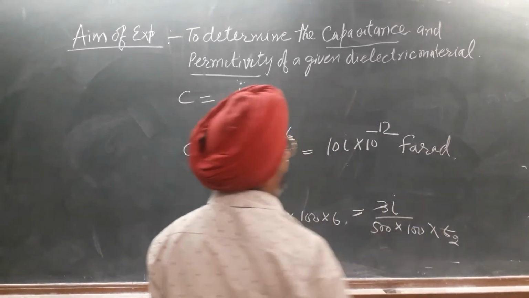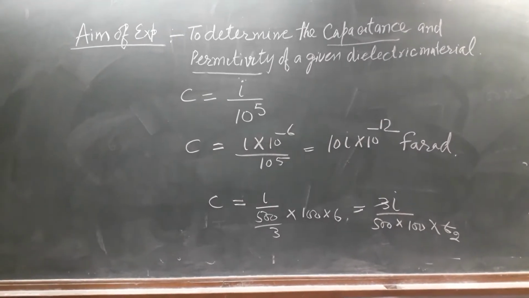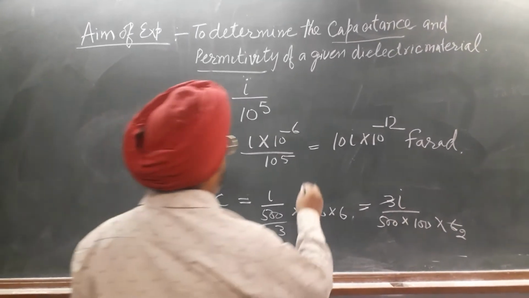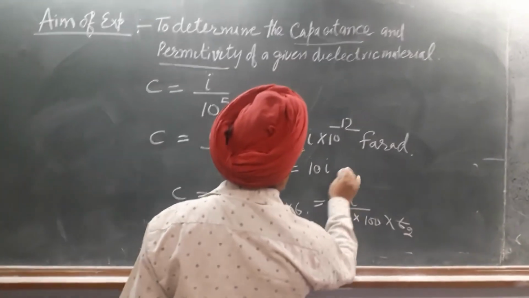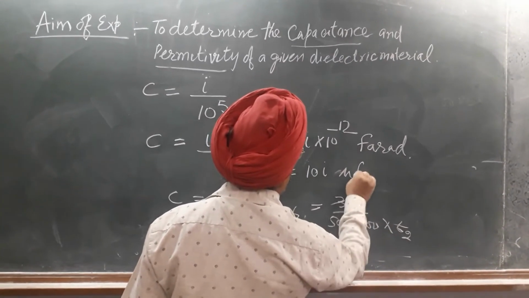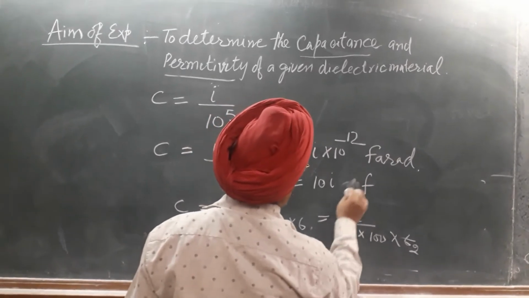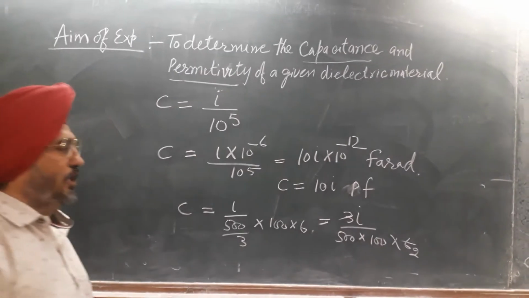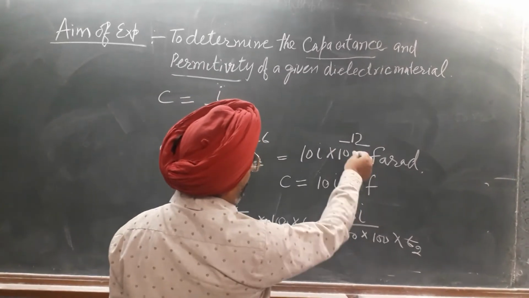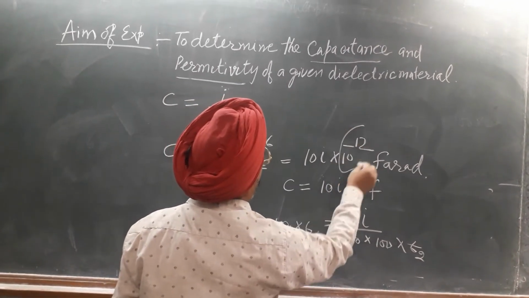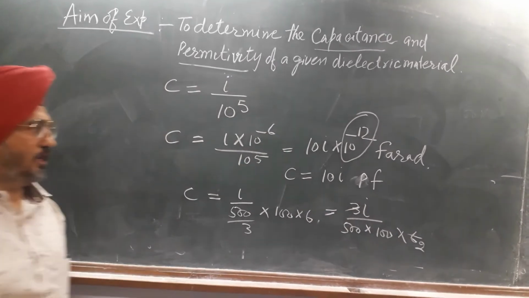Farad is the unit of the capacitor. So we can say C is equal to 10I picofarad. Pico is the small unit of the farad and pico is equal to 10 to power minus 12.